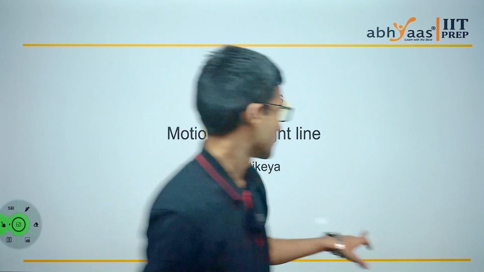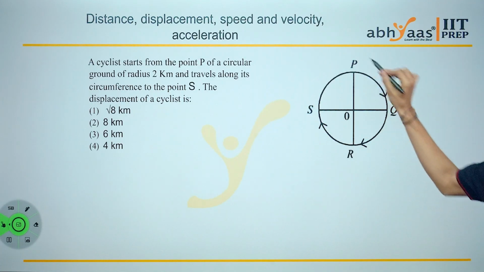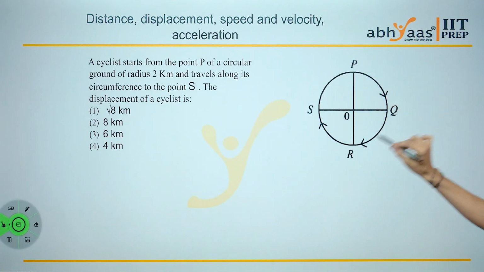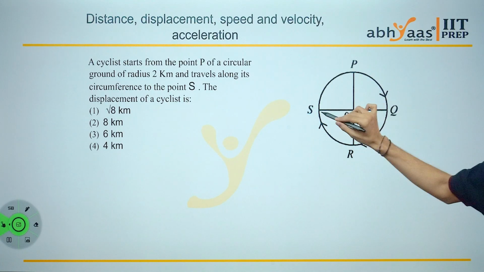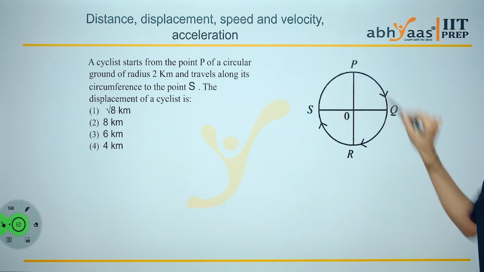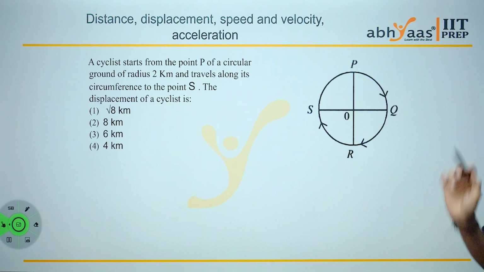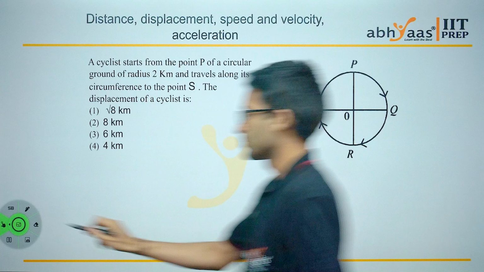So the first question: a cyclist starts from the point P. He started here, takes a circular round like this, and stops at point S. The circular track has a radius of 2 kilometers. Displacement is being asked.